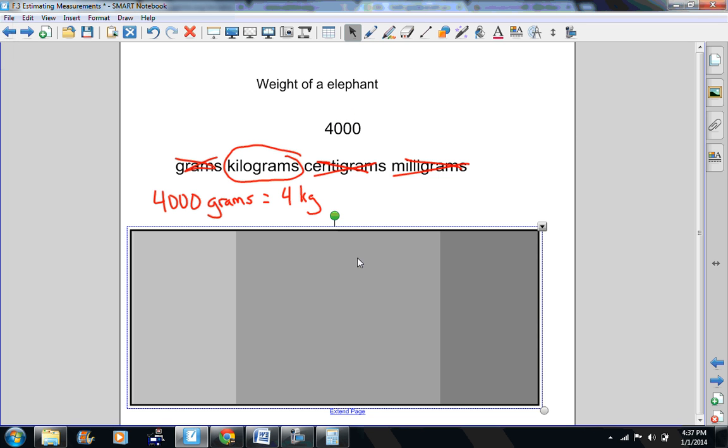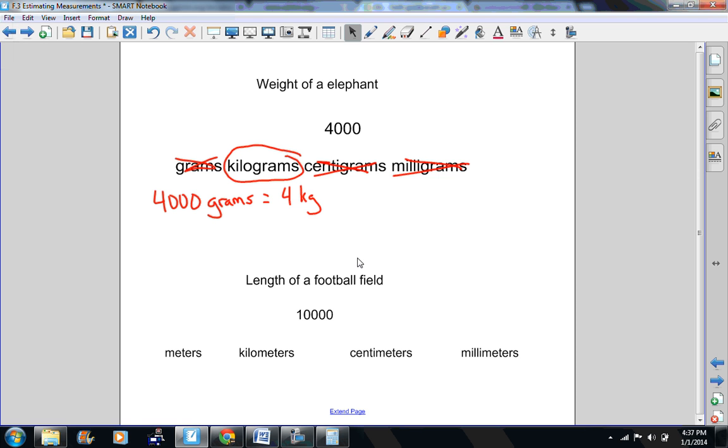Down here on the bottom, same idea. Length of a football field. Now this time we have 10,000 meters, kilometers, centimeters, and millimeters. And here's the other way you can solve these. I want to turn these all into that common measurement. So I have 10,000 meters. Well, 10,000 kilometers, we take that number times 1,000, so we'd add 3 more zeros. So that's 10 million meters. That's huge, so that's out.